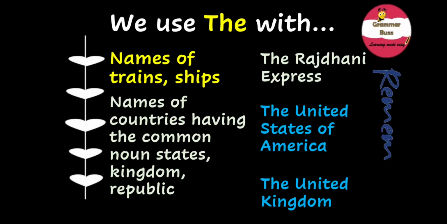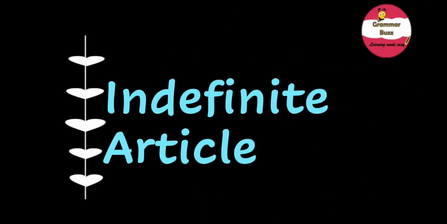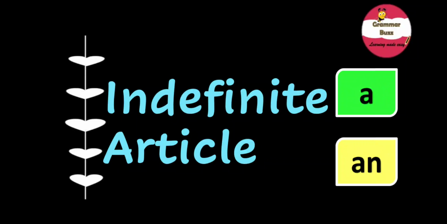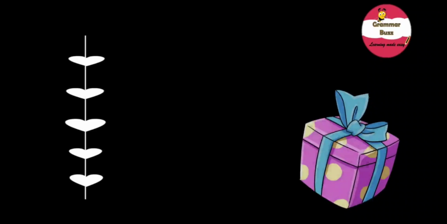And here we go. Well, indefinite articles take two forms, that is a and an. A and an are placed before countable nouns. Remember, they are placed before countable nouns in singular number. The indefinite article indicates that a noun refers to a general idea rather than a particular one. So, let's try to understand them.